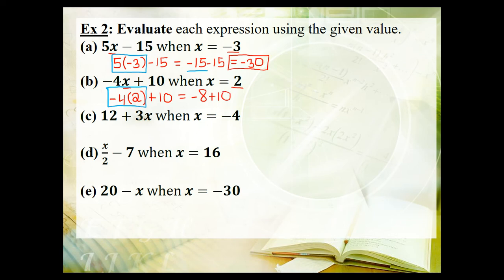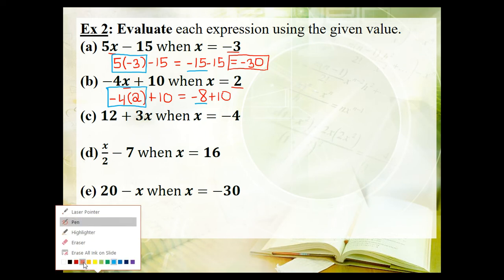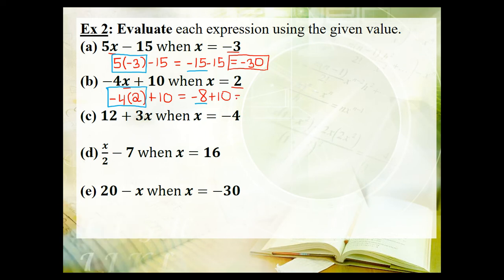So again, we did -4 times 2, which is -8. And then we have to add 10 at the very end here. So this would be equal to -8 plus 10, which would just be +2.